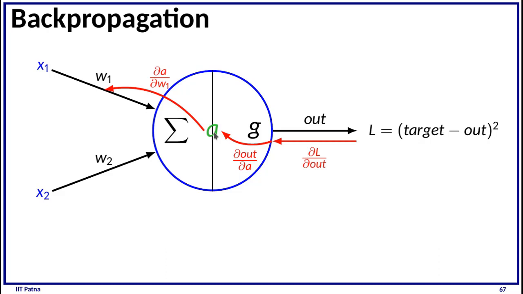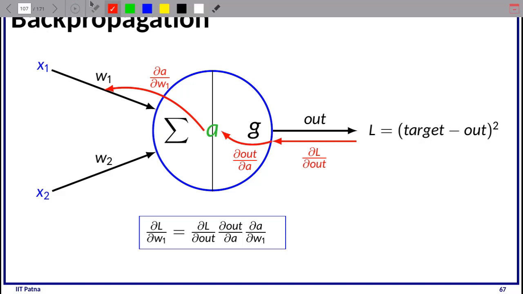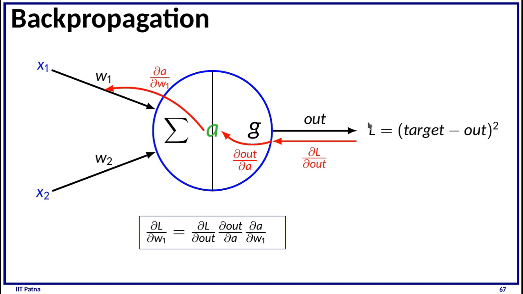Similarly, once we have this activation, we can easily find out how A is varying with respect to W1. So effectively, if I need to find out how L is varying with respect to W1, we can determine it by the chain rule as follows. And once we have this derivative, we can update this W1 parameter the way we did it for gradient descent. If we proceed in this manner, we'll be able to determine all the W parameters, and we continue to do so till my loss function is minimized.